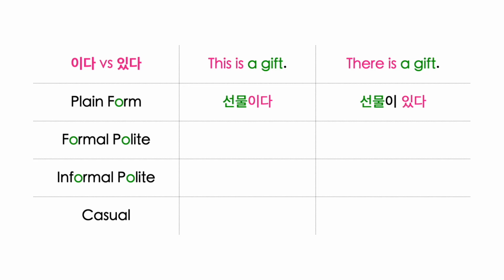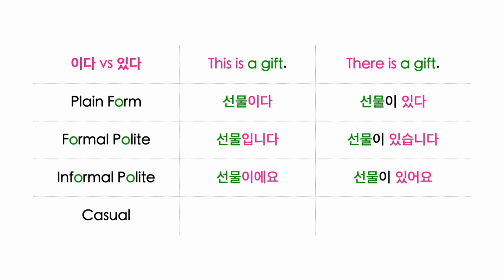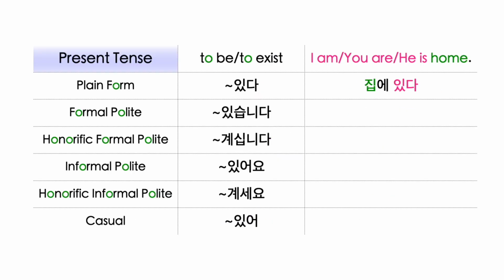This is a gift is 선물이다. There is a gift is 선물이 있다. In a formal polite way, 선물입니다. 선물이 있습니다. In the informal polite way, 선물이에요. 선물이 있어요. In the casual way, 선물이야. 선물이 있어.